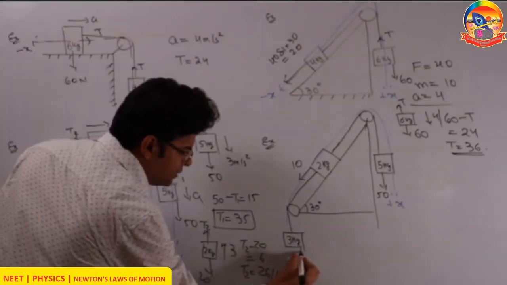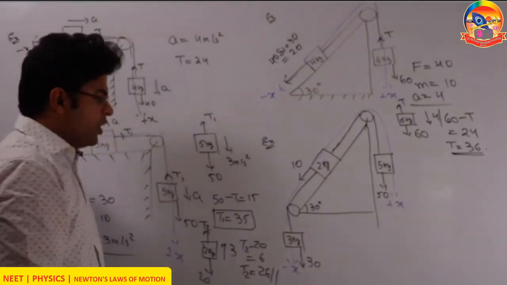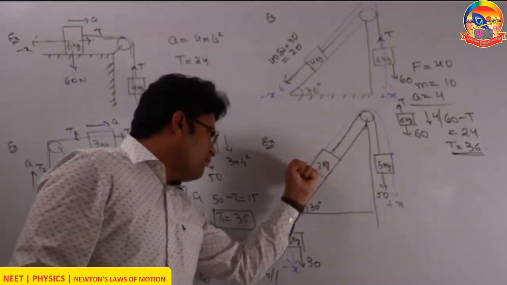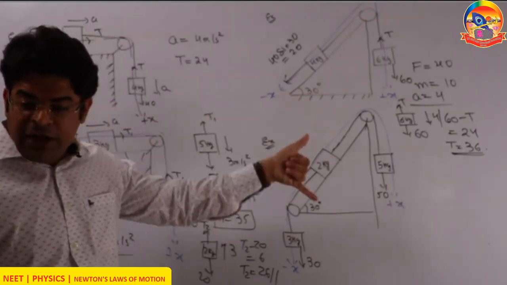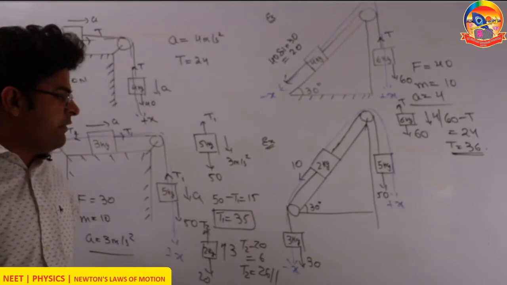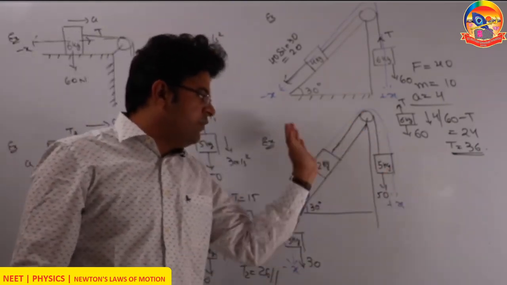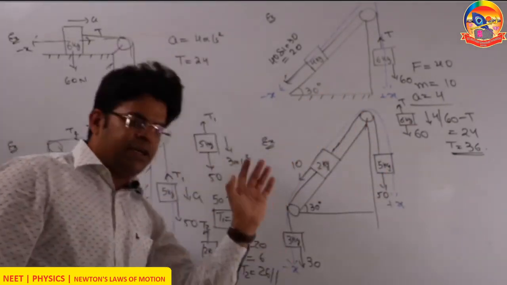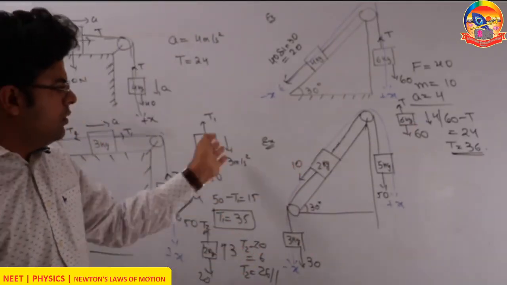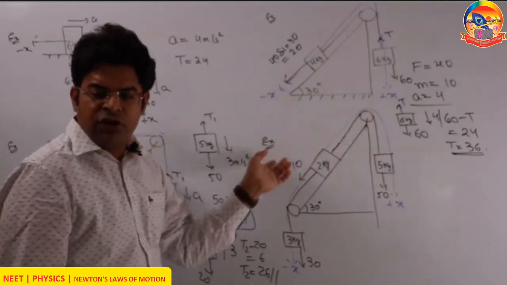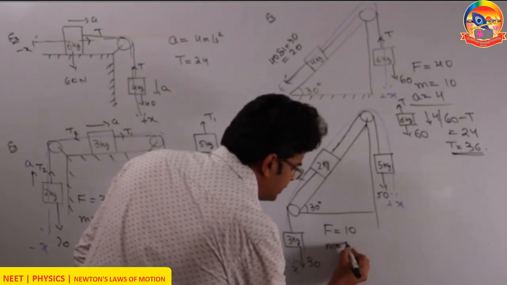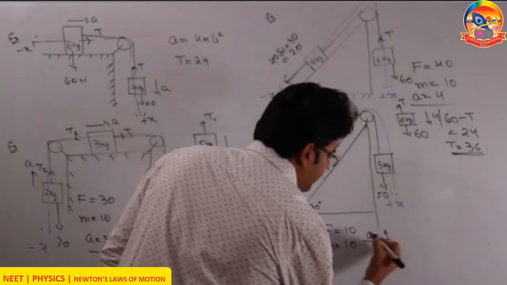And on the 3 kg, a force of 30 in negative x. So a force of 50 wants to drive it towards positive x. A force of 10, which is the component of the force of gravity on the 2 kg, wants to drive it towards negative x. And a force of 30 is also trying to drive it towards negative x. The net force towards positive x is 50 minus 10 minus 30, that is 50 minus 40, which is 10. So look here, the net force is 10, mass is 10, acceleration comes out to be 1.